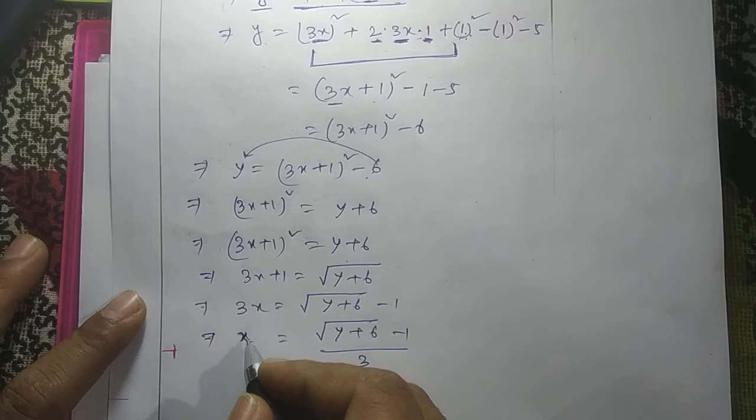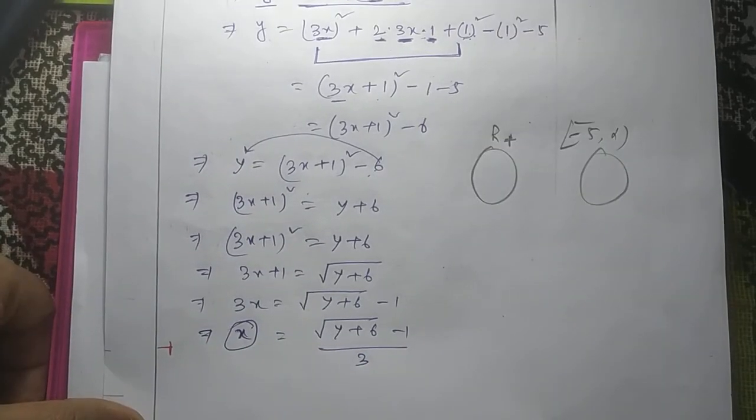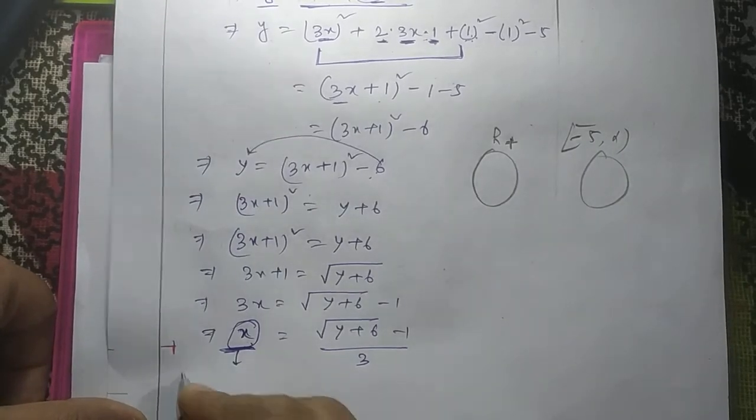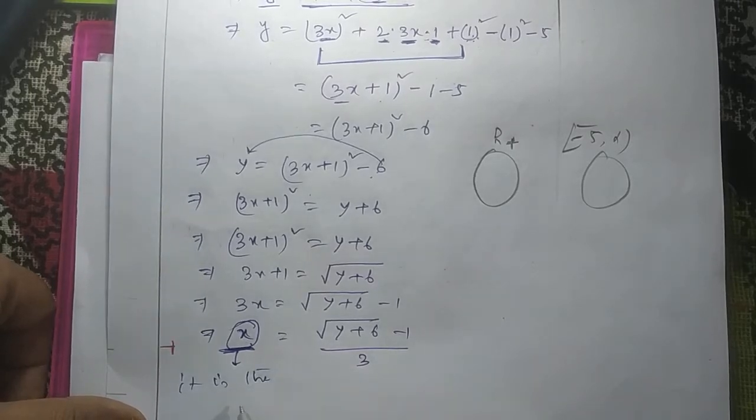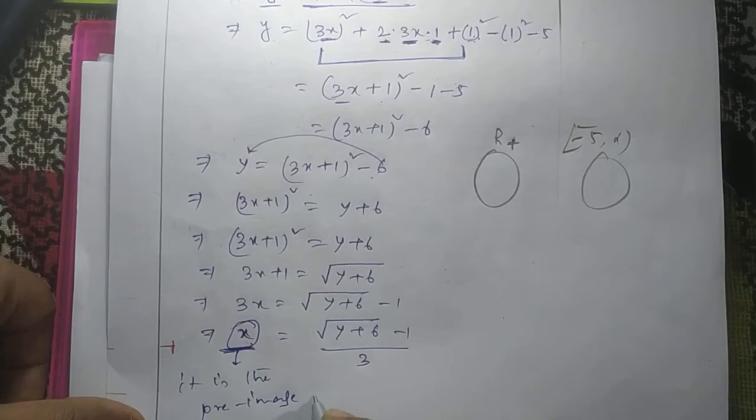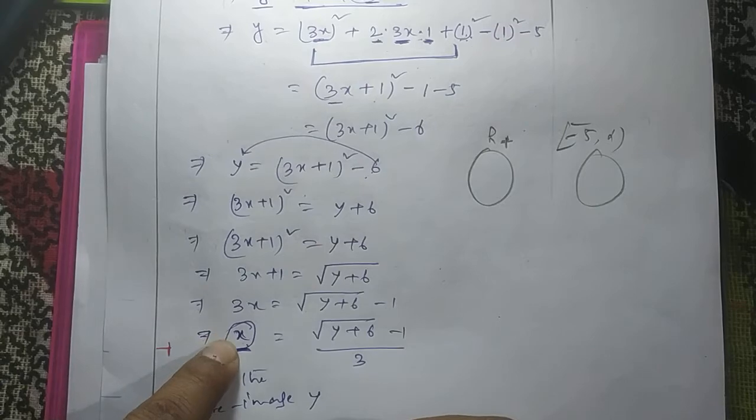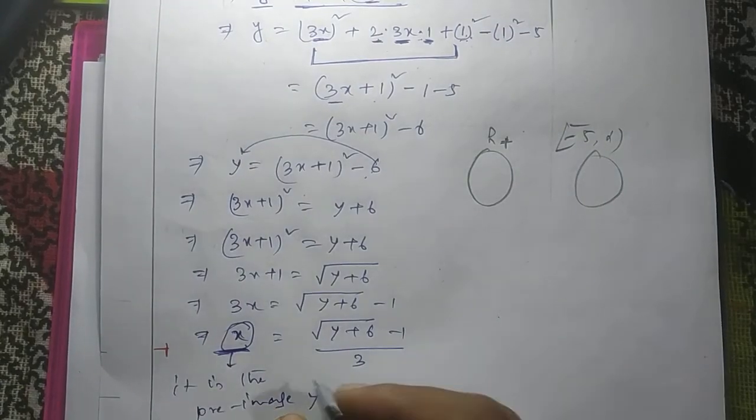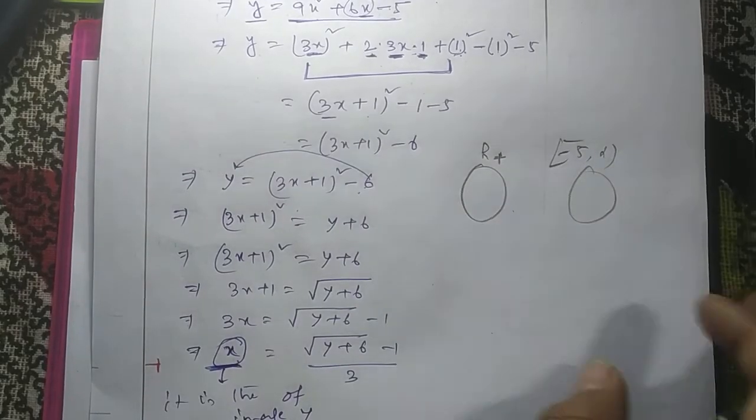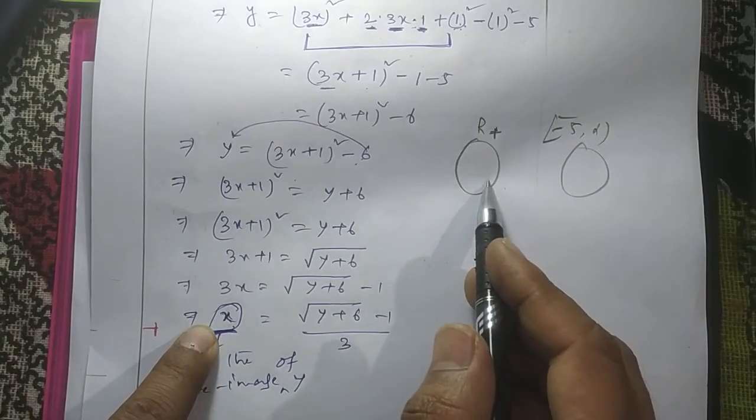So therefore ultimately we have got the preimage. It is nothing but the preimage of y that we had taken in the codomain set. So here x is nothing but the preimage of y that we have taken in the codomain set. Correct? Now we have to check whether this x belongs to the domain or not.